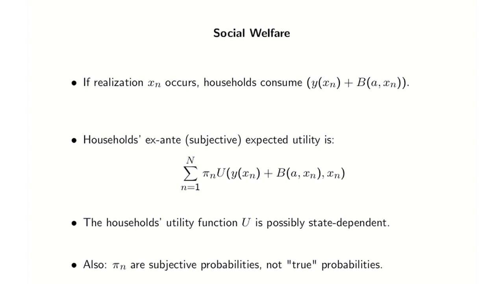Okay, so now we have an ex ante subjective expected utility. The pi n's are the probabilities, and there's a utility function that's defined over, and might depend on, the state XN as well. It's a function of their consumption. The pi n's are subjective probabilities, they're not true probabilities.